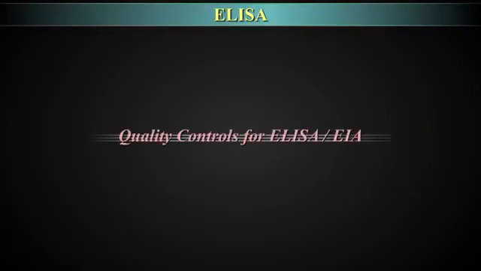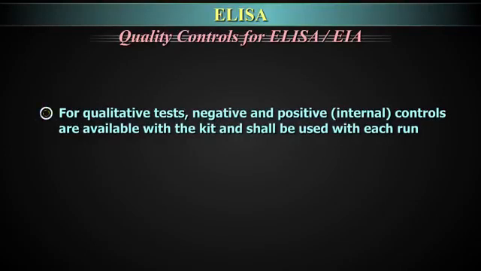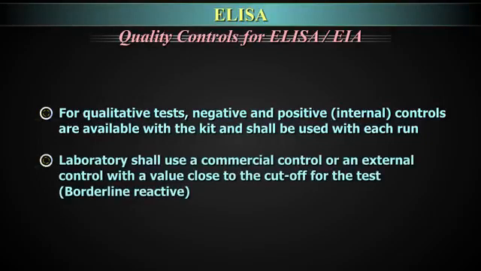Quality controls for ELISA or EIA. For qualitative tests, negative and positive, that is internal controls, are available with the kit and shall be used with each run. In addition, laboratories shall use a commercial control or an external control with a value close to the cutoff for the test, borderline reactive.